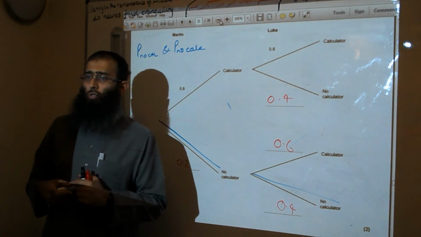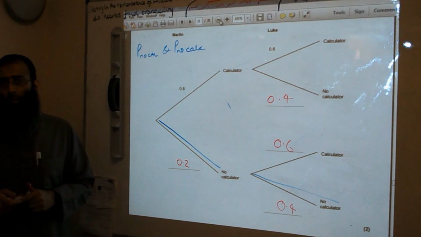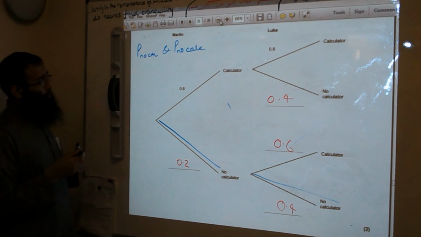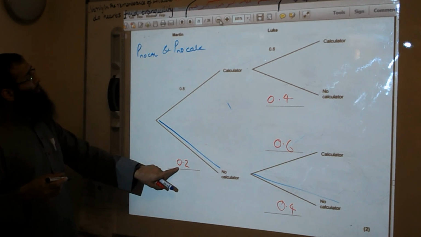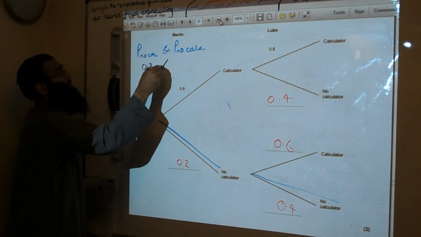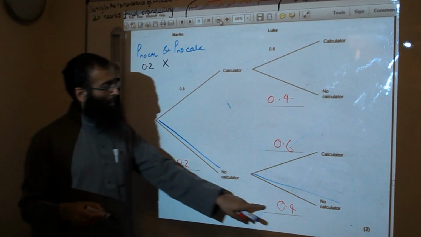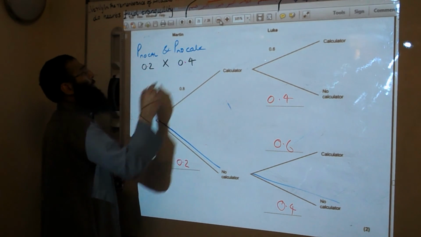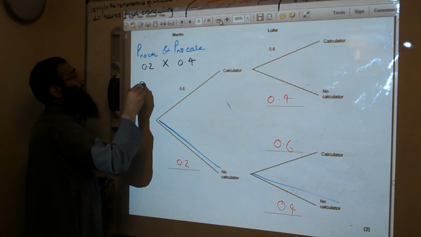Okay folks, remember the camera there picks up all the sounds around the room. Probability of no calculator for the first person, Martin, was 0.2. And the probability of no calculator for the second person, Luke, was 0.4. So 0.2 times 0.4 will give us 0.08.